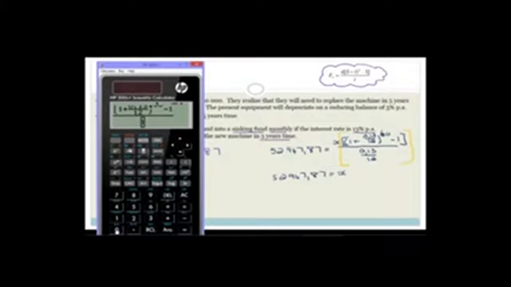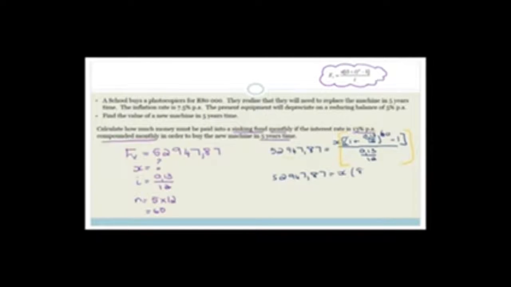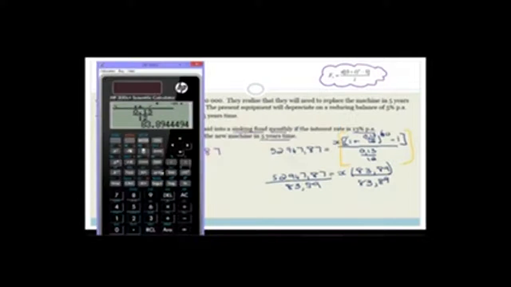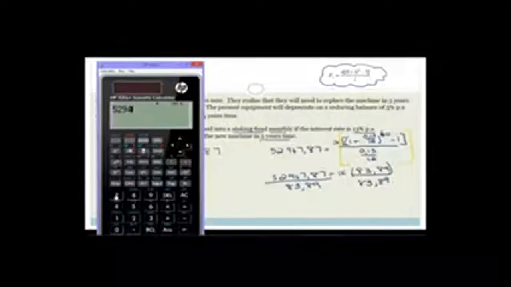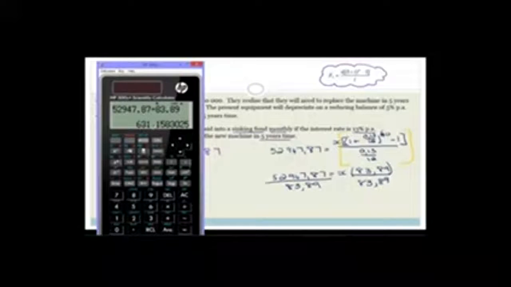All over the fraction of 0.13 all over 12, equals, and it's 83.89 times by 83.89. So then obviously we need to divide both of these sides by 83.89 to find out what our monthly payments are. So let's do that. So we're going to go 52,947.87 divided by 83.89, and you get 630 Rand and 16 cents. 631 Rand and 16 cents.